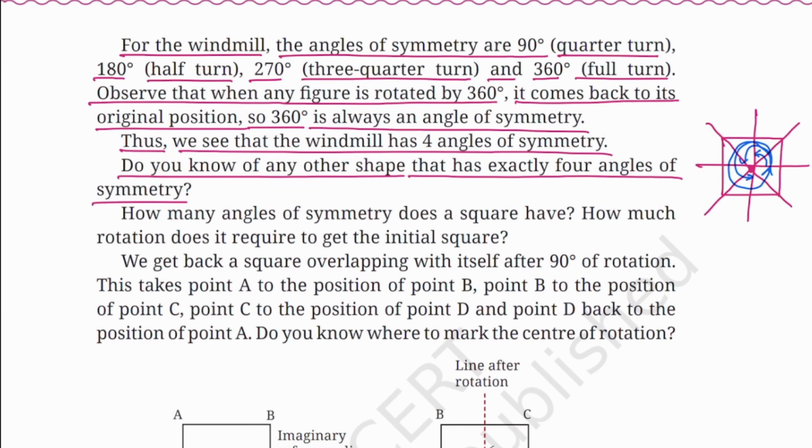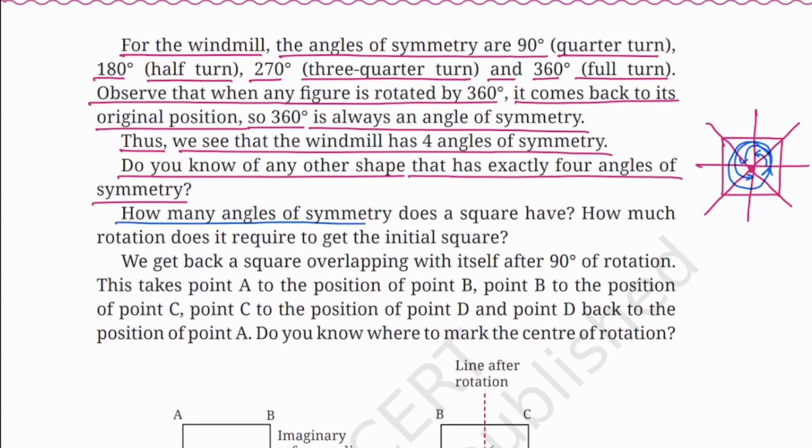If a figure has lines of symmetry, then it is said to have reflectional symmetry. And if a figure has angles of symmetry other than 360 degree, then it can be said to have rotational symmetry.